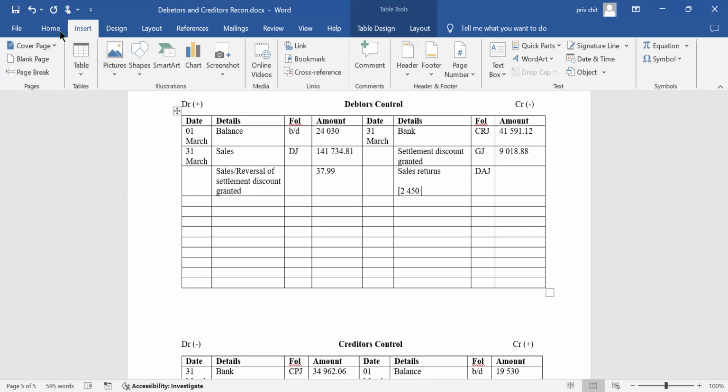Is it the debtors control? Normally, if it's the debtors control column from any of those journals, it means the amount is already including VAT. But if it's a sales returns column in the debtors allowance journal, just know that column will not be including VAT. So to calculate the amount including VAT, we're going to say 2,450 times what we want. What we want, obviously, is the 115%.